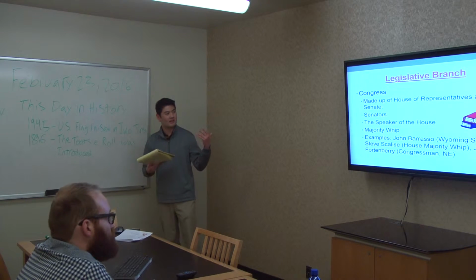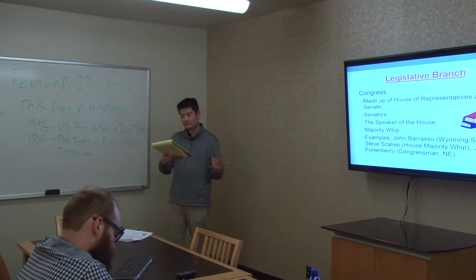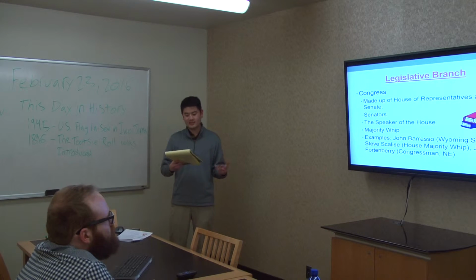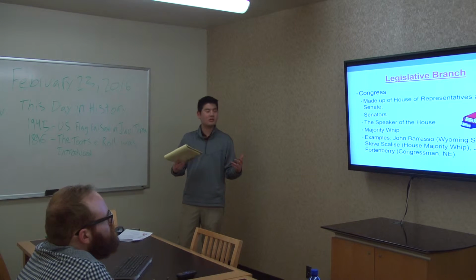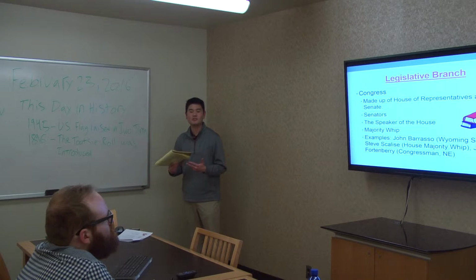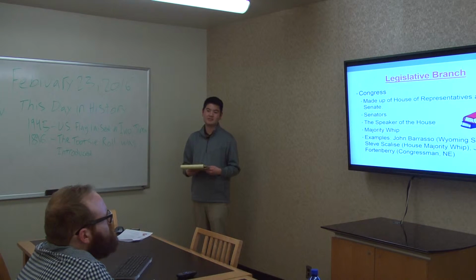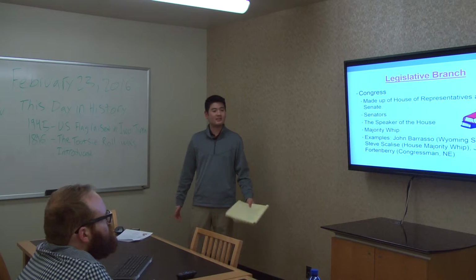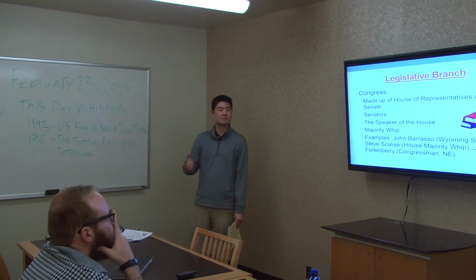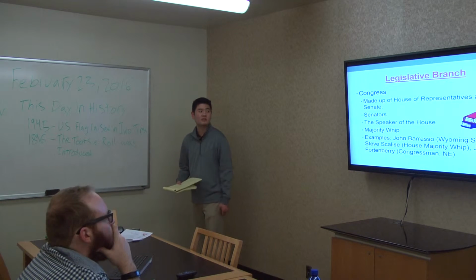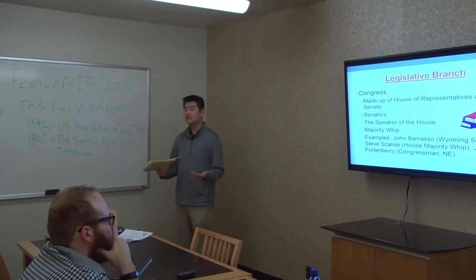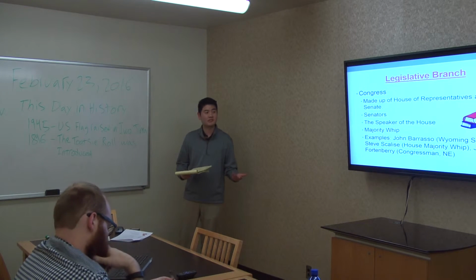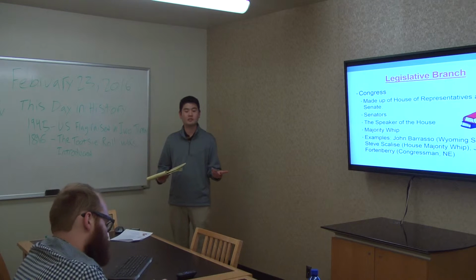So yeah, the Congress is made up of the House of Representatives and Senators, and all those guys work together to write up those bills. It's tricky and it's some complicated stuff that they go through, but ultimately they create all the laws that are in effect today, and then it goes up to the president, and the president can either approve it or veto it. Some other positions in the legislative branch include the Speaker of the House or the Majority Whip.